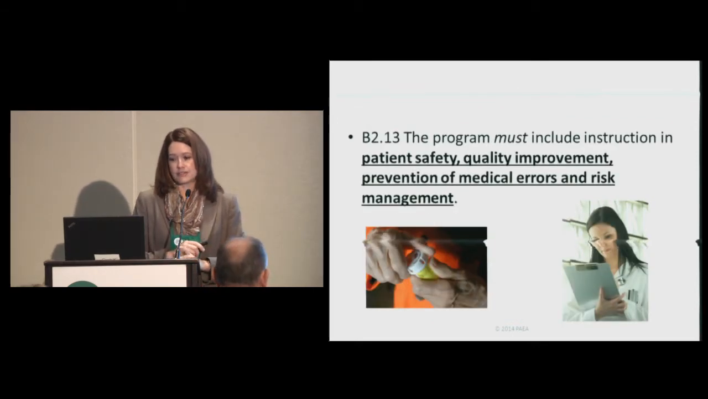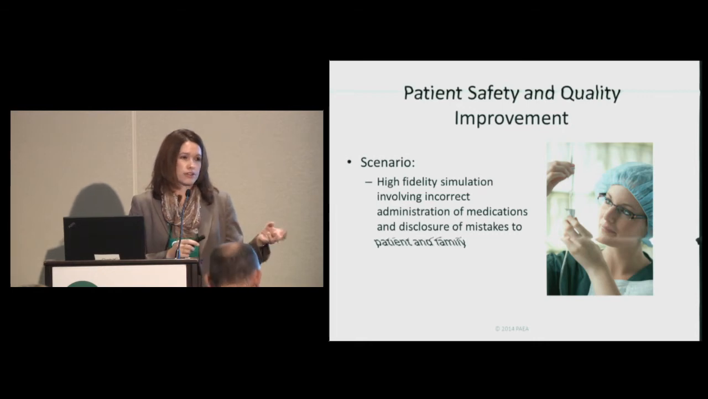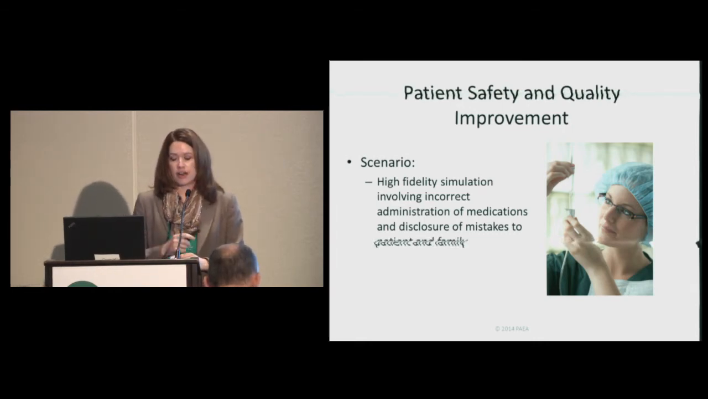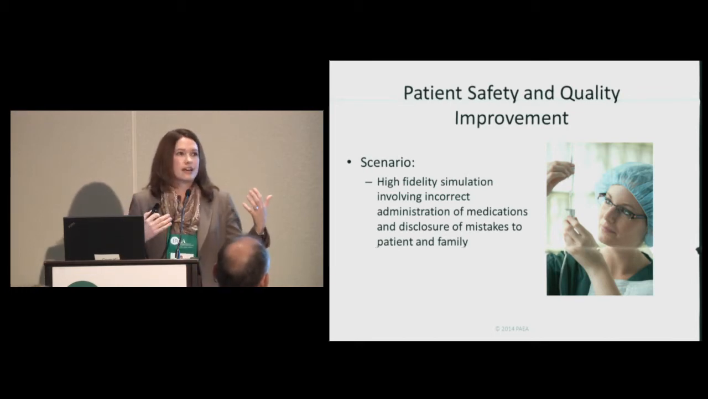Okay, and the last standard focuses on patient safety, quality improvement, prevention of medical errors, and risk management. So a scenario that you could have could involve an incorrect administration of a medication. One of your Confederates could be a nurse and have a patient with an obvious musculoskeletal abnormality, a shoulder dislocation, a trimalleolar ankle fracture, where they're in tons of pain. They're very unwilling to give a good history because they want lots of pain medication.